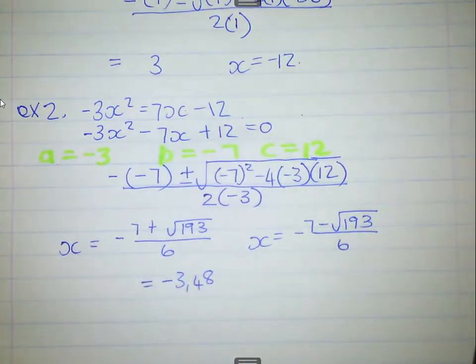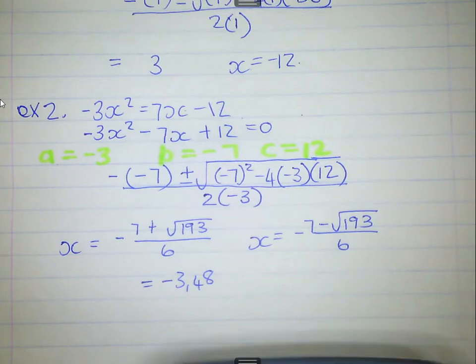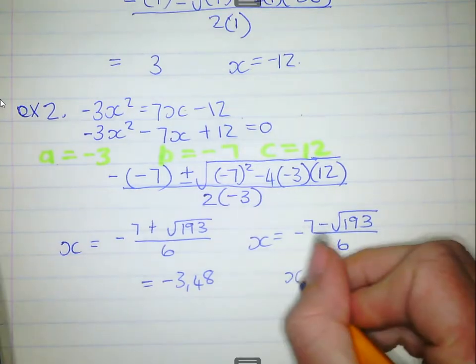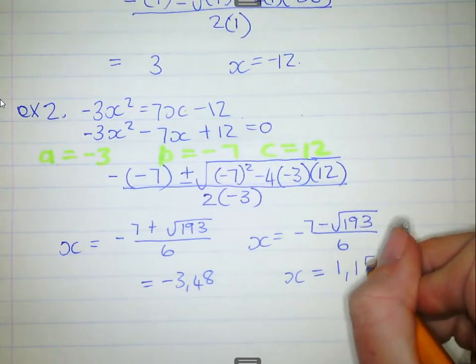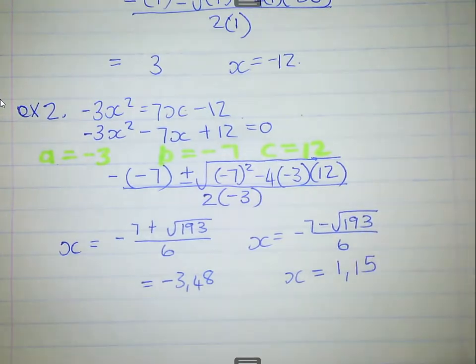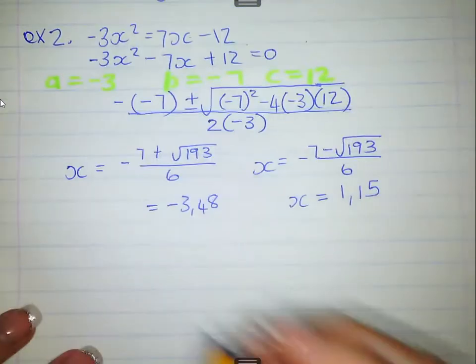And then the other one, I'm going to take out the plus, I put in a minus, and then my answer is x equal to 1.15, rounded off to 2 decimals. Do you all understand that? Is it difficult? No.